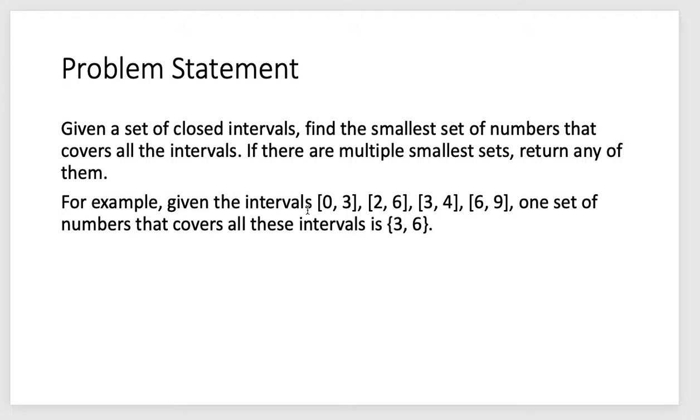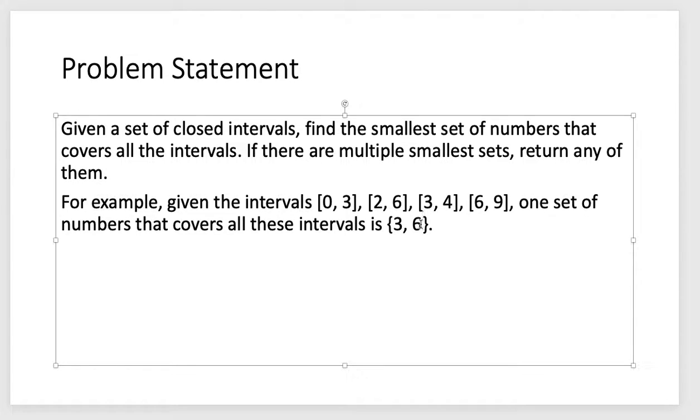Now one set of numbers that covers all the intervals is 3 comma 6, because let's say 3, so 3 is present in this interval. Now 3 covers this interval as well, this interval as well. Now 3, 4, 5 doesn't cover this interval, and that's why we have 6. So the range 3 comma 6 is minimum in size, and also it covers all the set of intervals present in our array. Now how can we solve this problem?